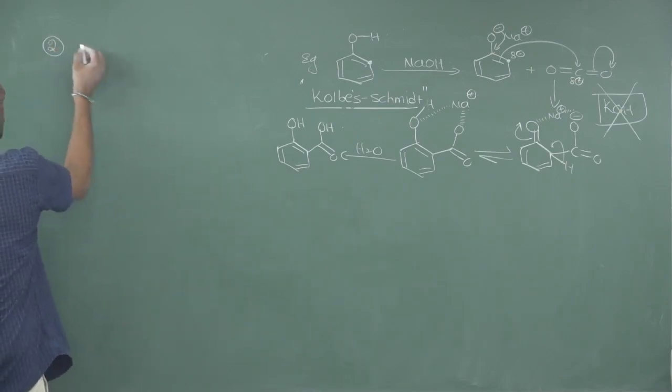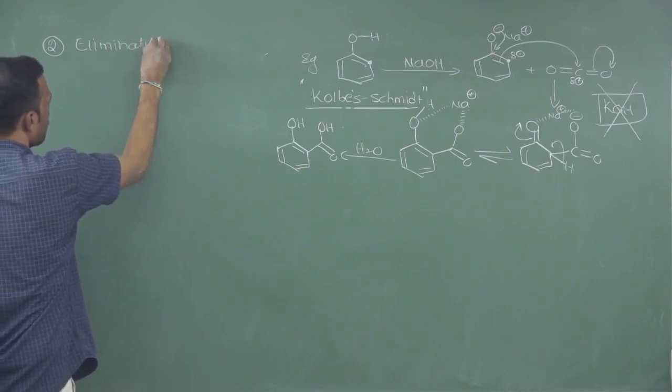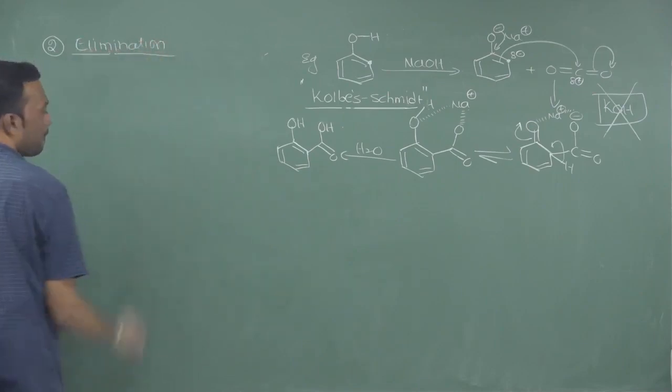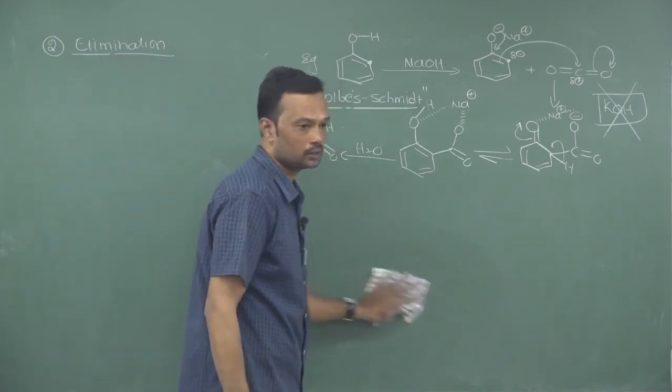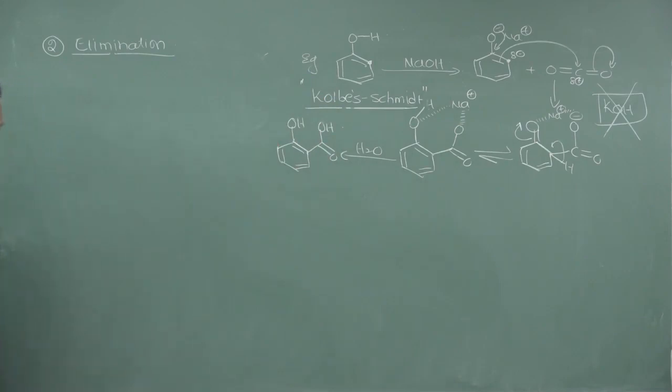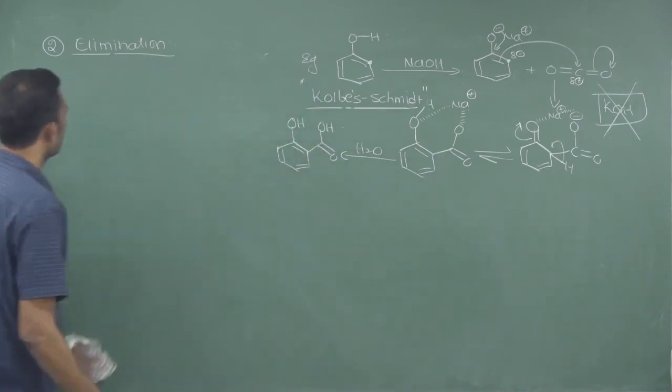So that is condensation. Second one is elimination reaction. Elimination, substitution, chain lengthening, rearrangement, condensation: 5 reactions are possible for carbanion. Clear?